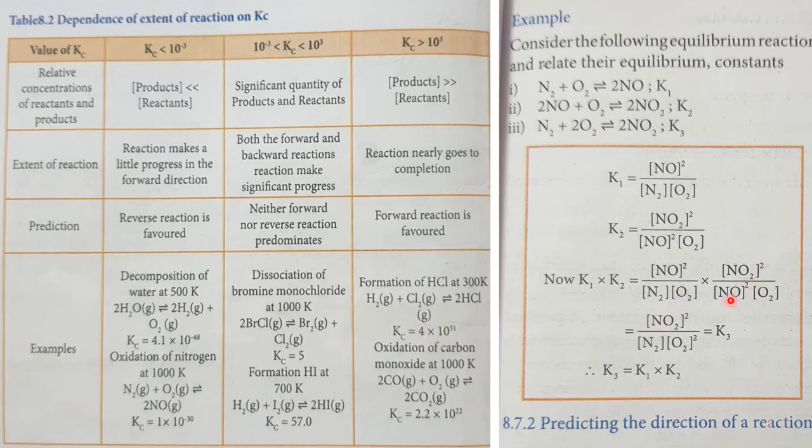NO2 the whole square divided by N2, and O2 terms are here. So we take it as O2 the whole square is equal to, this is K3. We can write it as K3, because if we have to write it for this equation, K3 is the rate constant for this equation. Means what will be the equation? NO2 the whole square divided by N2 concentration into O2 the whole square. Okay, so that is equal to K1 into K2. So, predicting the direction of the reaction.